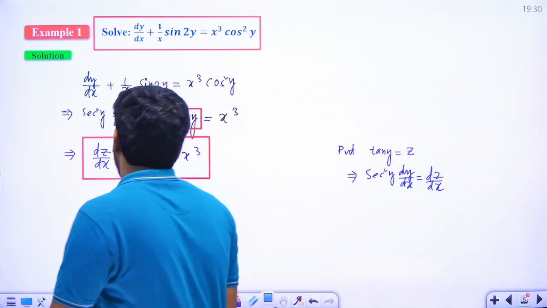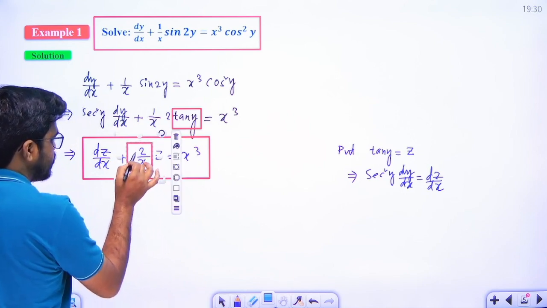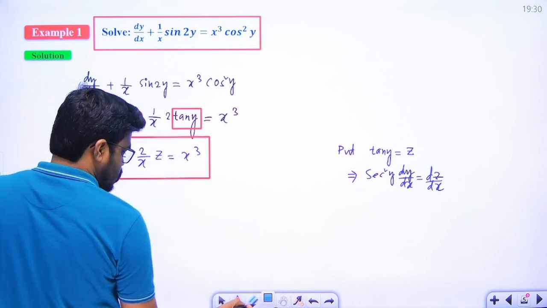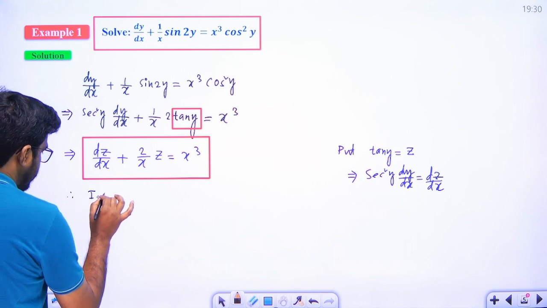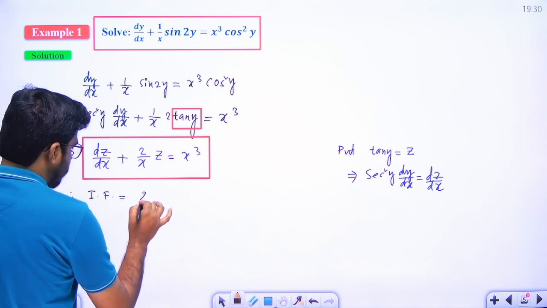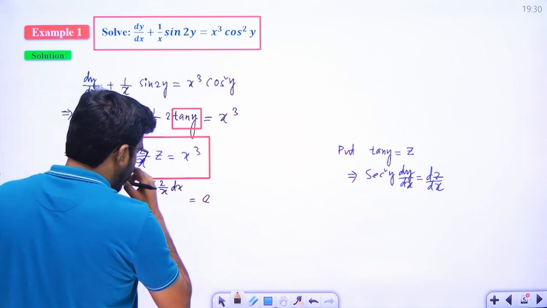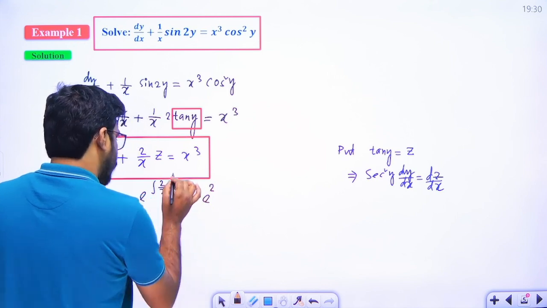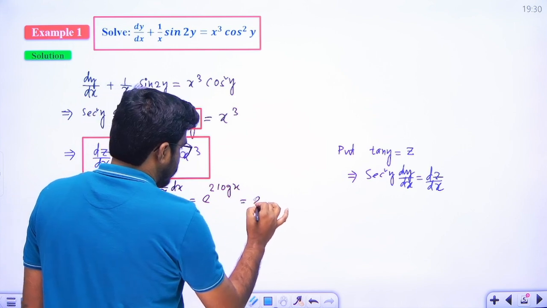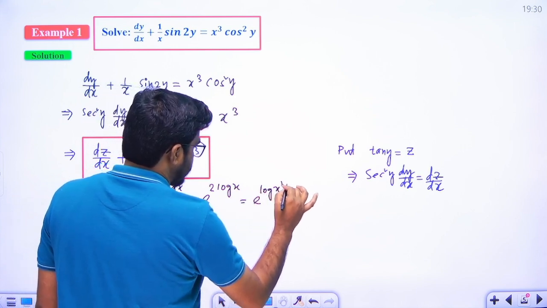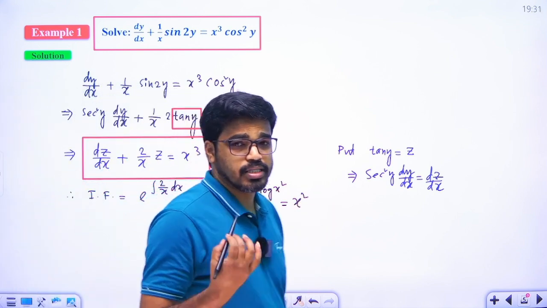Getting my point? So what is the integrating factor? The integrating factor will be e to the power integration of p dx. What is p? P is 2 by x. So the integrating factor is e to the power integration of 2 by x dx, that is e to the power 2 into integration of 1 by x dx, that is log x, that means e to the power log x square, that means simply x square. Okay, so that is the integrating factor.